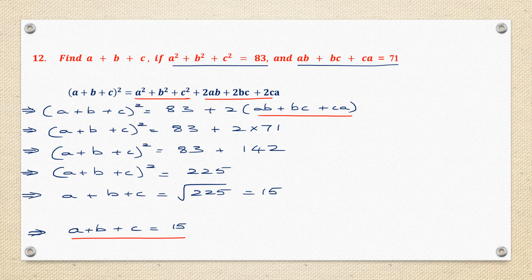Now we know that 15 into 15 will give us 225. We also know that minus 15 into minus 15 will give us 225. How is that? Minus into minus is plus, and 15 into 15 is 225. So in our final answer, we need to say that a plus b plus c is equal to plus or minus 15.